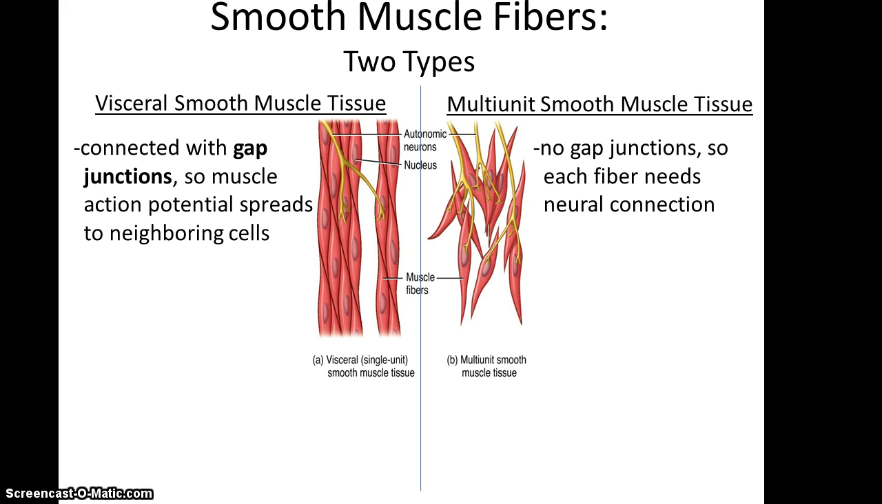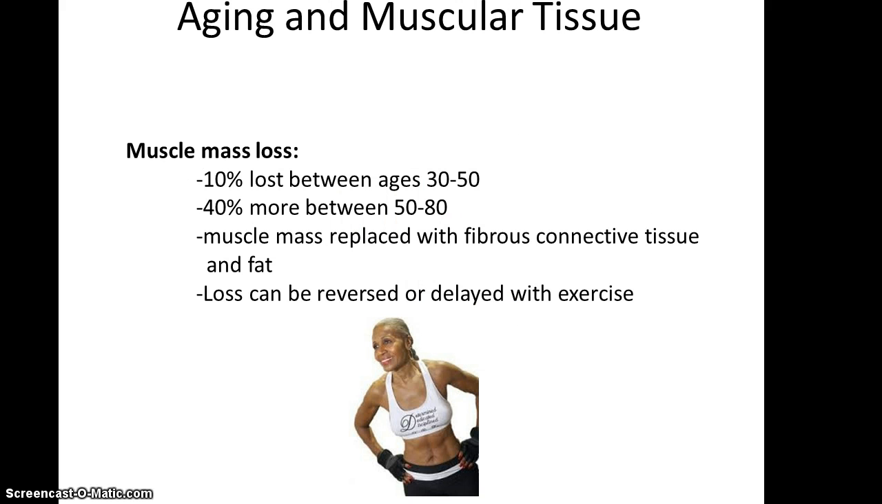There are two types of smooth muscle fibers. You have the visceral smooth muscle tissue, which has gap junctions present, so the muscle action potential can flow between cells. They therefore only need one neuron to signal the entire tissue structure, versus the multi-unit smooth muscle tissue. Here there are no gap junctions, so each individual muscle fiber needs its own axon interacting with it.